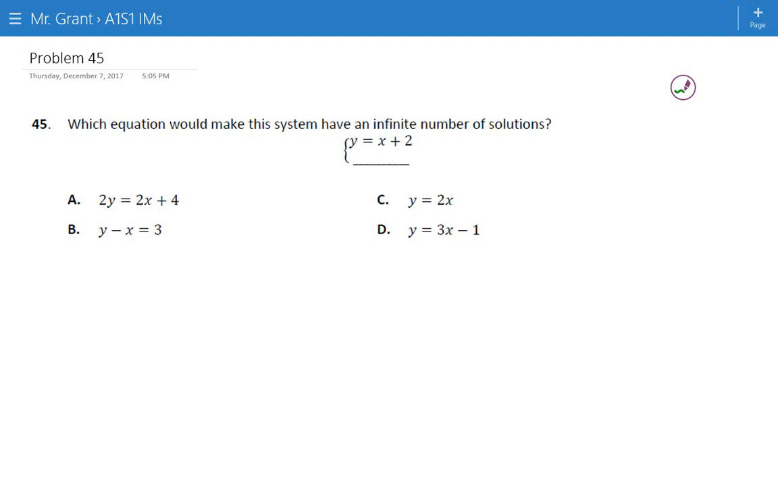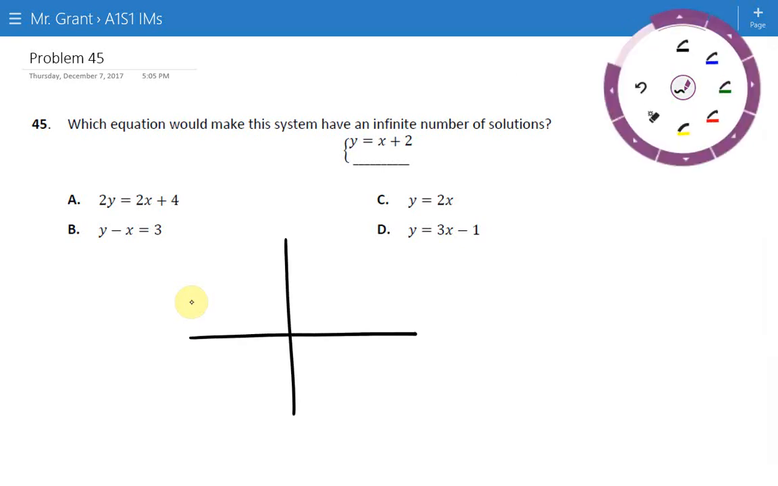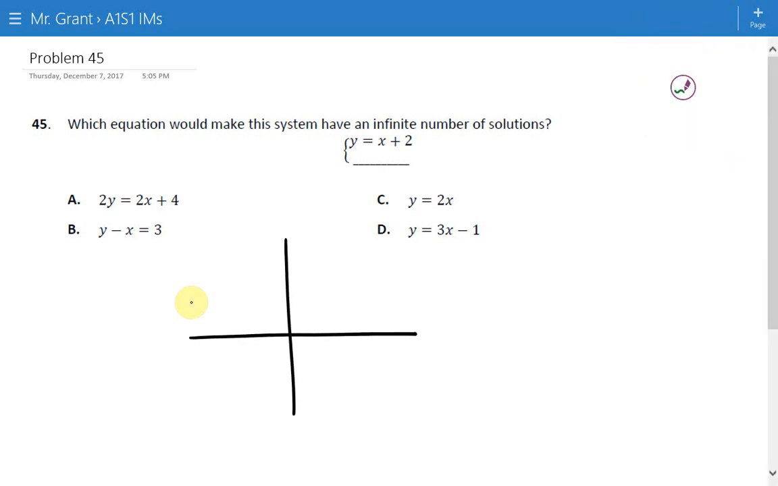Problem 45, at least this year's problem 45, deals with another system of equations, and they're asking, okay, we need two equations here and we want them to have an infinite number of solutions. And remember, if two equations are going to have an infinite number of solutions, I'll just graph this one.